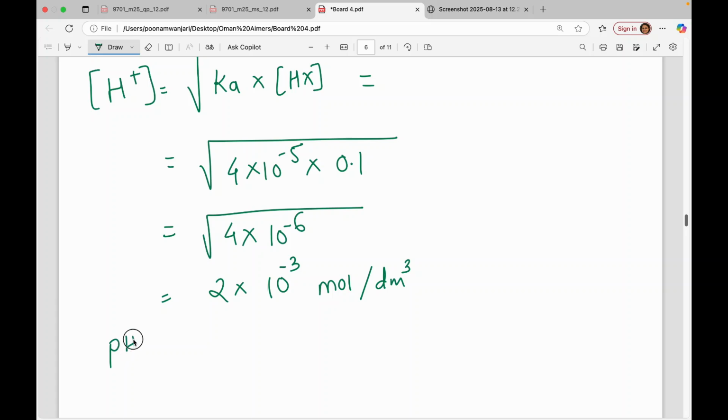Just for calculating pH, put it into this formula. Directly you get it from the calculator. Minus 3. Calculate, students. You can pause the video and calculate. It is approximately equal to 2.7. You can cross check it. After taking the log you will get 2.7. So note down, students.